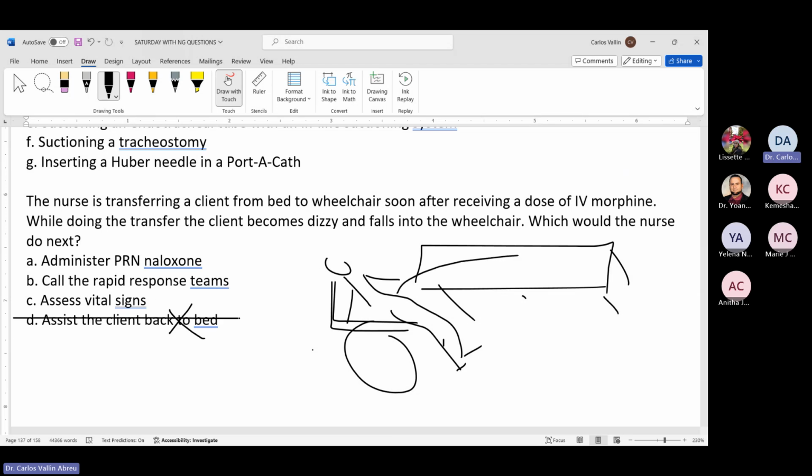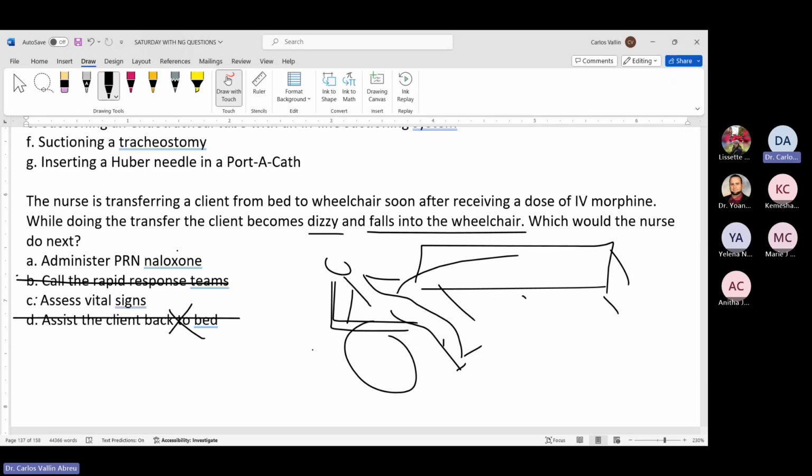So you discard that. You don't need to call the rapid response team unless the client is critically ill. To know if the client is critically ill, you need to assess the vital signs, specifically the blood pressure, the heart rate and the respiration of the client. The client is only dizzy and weak, and that's why he fell in the wheelchair. You don't need to administer naloxone unless the client has respiratory depression or arrest.